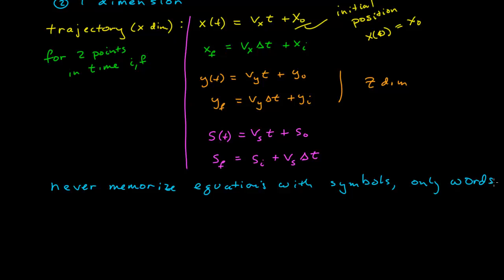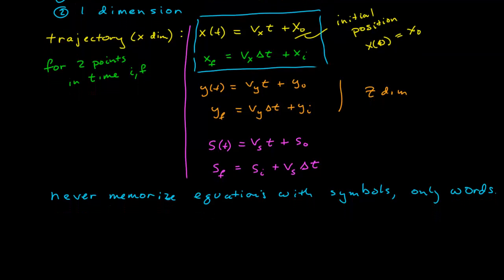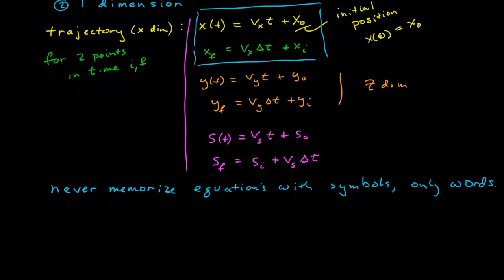And what does that mean? If I have these equations here, I would never memorize them by trying to remember x of t equals v sub x t plus x naught, x sub f equals v sub x delta t plus x i, because then you have to memorize y as a function of t equals v sub y t, and you have to memorize all of them, when in fact, in words, there is only one equation here.